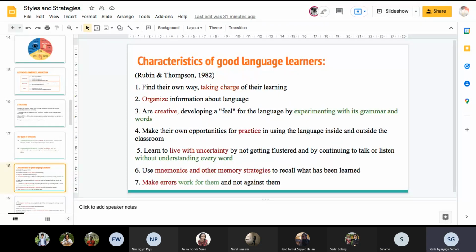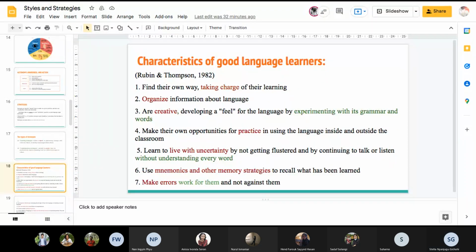So number one, a good language learner has to find their own way of taking charge of their learning. Number two, they organize information about language. The other one is that they're creative, and this creativity is they're able to experiment with grammar and even with words. The other one is that they make their own opportunities for practice. Yes, so they can practice that language, whether they're inside the classroom or even outside the class after they've been taught.